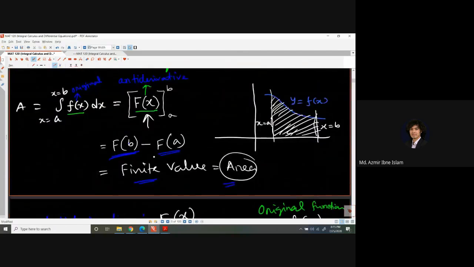And the part I have described here is called the fundamental theorem of calculus. We are integrating f of x dx from x equal to a to x equal to b, and we are finding the antiderivative of this original function, with upper limit and lower limit. The fundamental theorem of calculus says that to get the area, we evaluate the antiderivative at the upper limit b, minus the antiderivative at the lower limit a. This will give us a finite value.